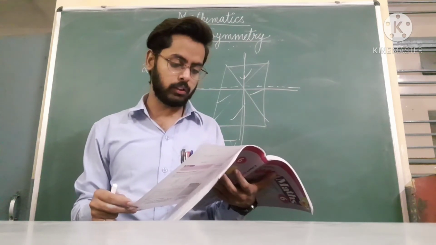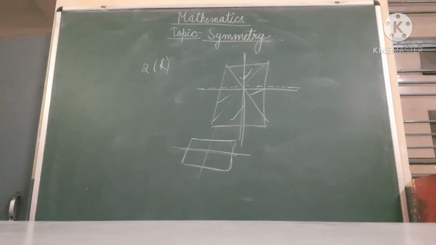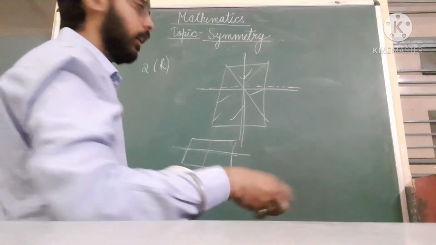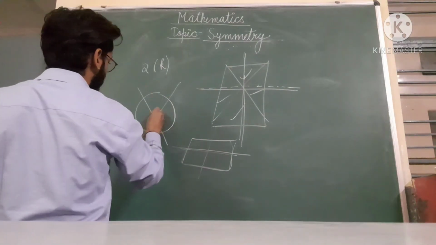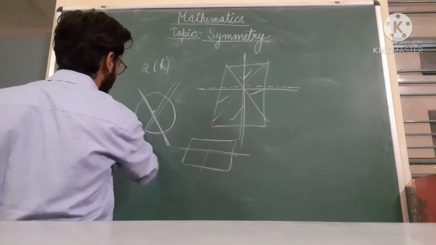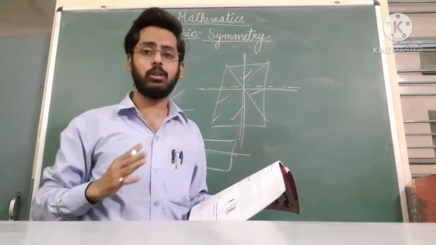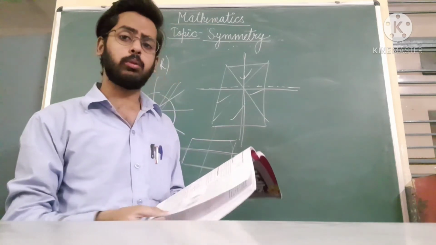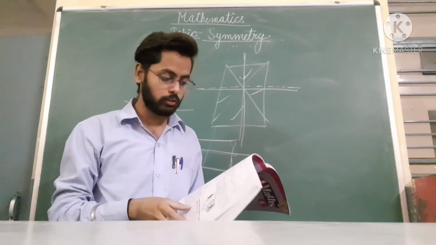How many lines of symmetry does a circle have? Infinite. How infinite? We can see this circle. Lines of symmetry will be like this from the center. Sorry, from the center we can take this. Means there are many lines of symmetry in a circle, so we say infinite, meaning not countable. How many lines of symmetry does a kite have?